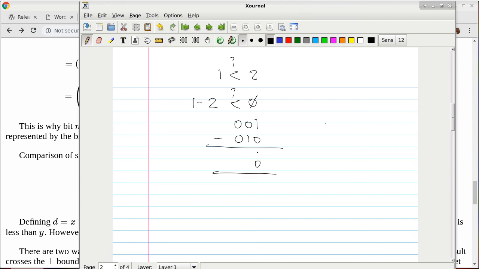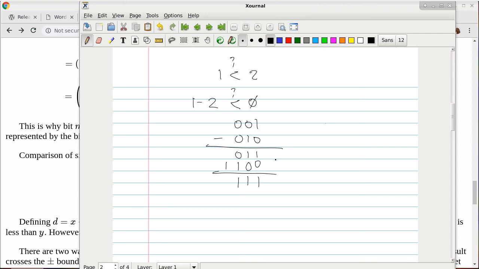1 minus 0 is a 1. 1 minus 0 is a 1. Neither subtraction gives me a borrow. 0 minus 1 is a 1, and that immediately gives me a borrow. 1 minus 0 is a 1. 0 minus 0 is a 0. 0 minus 1 is a 1 with an overall borrow.